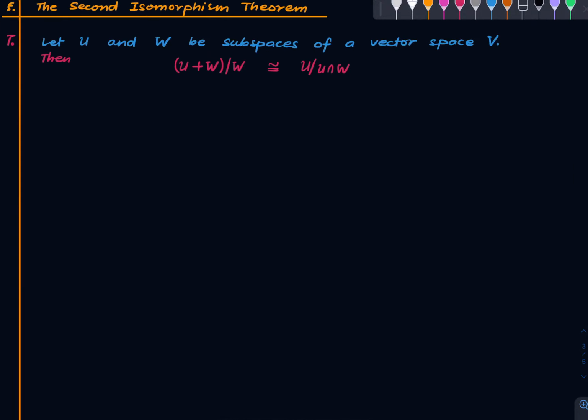And now let us quickly prove the second isomorphism theorem. So fix two subspaces U and W of some vector space V. Then the theorem states that this quotient, which is a legitimate quotient because this is a vector space containing W, is isomorphic to this quotient. Note that both these quotients are meaningful. This is a subspace of that, and hence this quotient makes sense, and this is a subset of that, hence this quotient makes sense. And we are claiming that these two quotients are isomorphic.